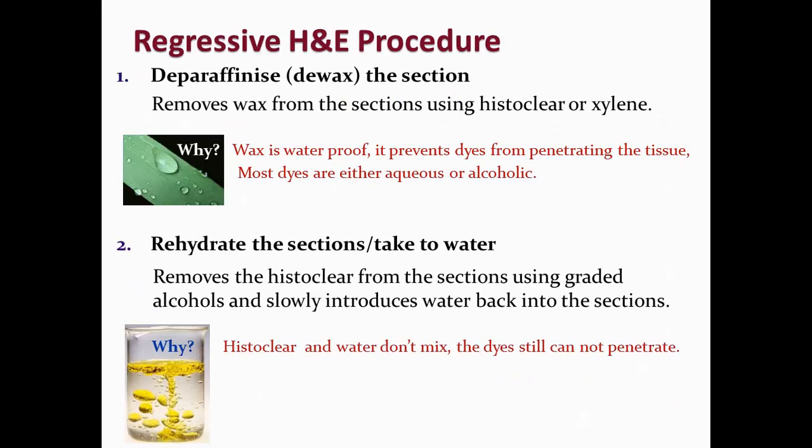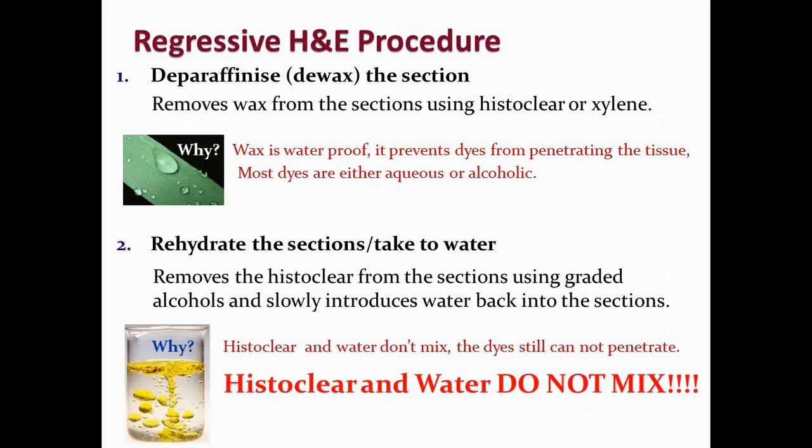The next step we need to do is rehydrate the sections or take them to water. We need to remove the HistoClear from the sections using graded alcohols and slowly introduce water back into the sections. So this is kind of the reverse of tissue processing, where we took the water out and replaced it with paraffin wax. Now we're actually removing the paraffin wax and replacing it with water again, so that those water-based dyes can penetrate the tissue.